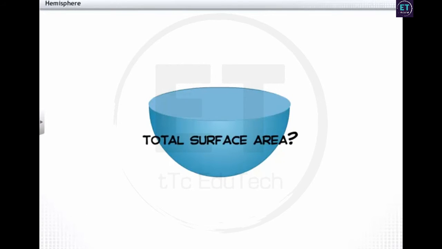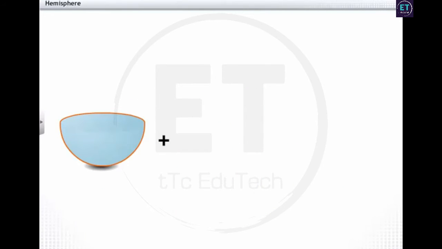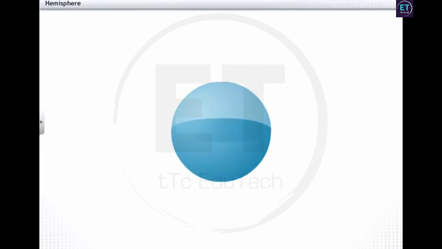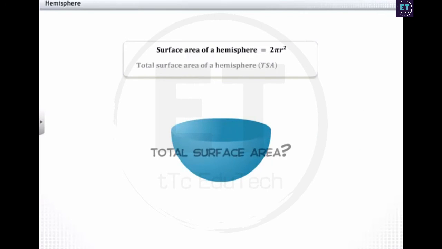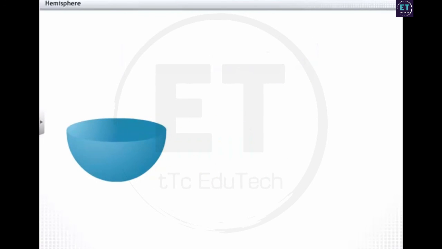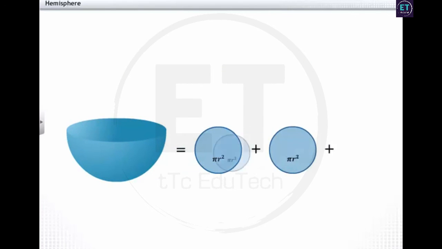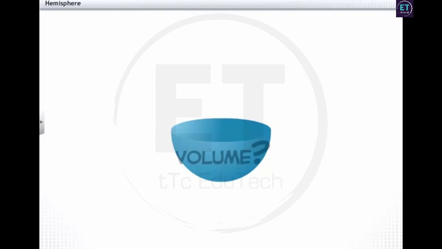Now, let's calculate the total surface area of the hemisphere. The total surface area of a hemisphere is the sum of the areas of the curved surface and of the flat surface. The surface area of the curved surface is exactly half of the surface area of the sphere, that is, 2 pi r squared. The flat surface resembles a circle, for which the area is equal to pi r squared. Therefore, the total surface area of a hemisphere is the sum of the areas of the curved surface and the flat surface, that is 3 pi r squared. You can observe that the surface area is equal to the sum of the areas of 3 circles of radius r.